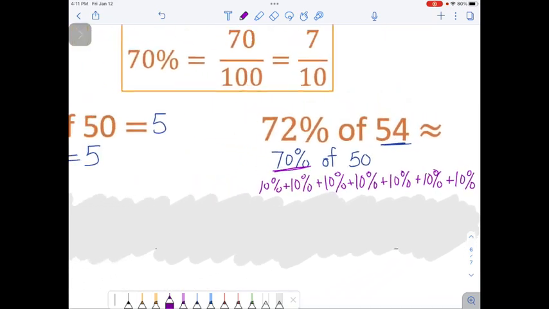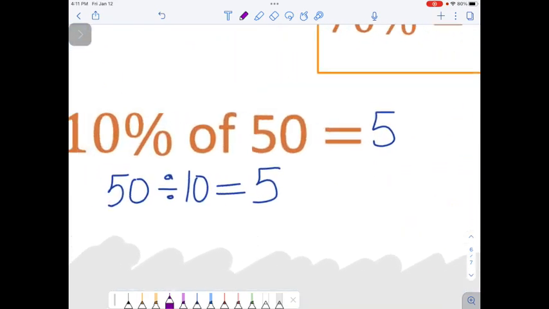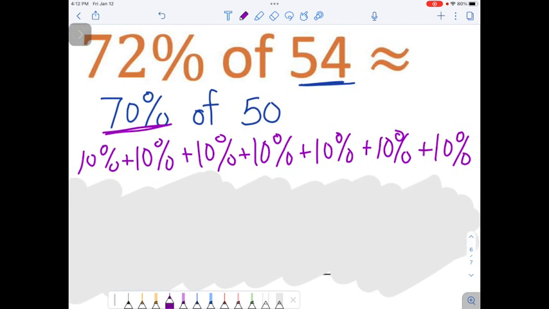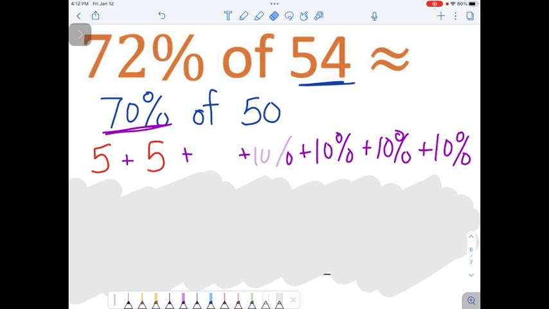And the work that we just did said 10% of 50 is 5. So I'm going to go back to these 10% and I'm going to replace them with the number 5. Right, so instead of this 10%, whoops, try that again. Instead of this 10%, let's write 5. And instead of the next 10%, we'll write 5. I think you get the idea. Every time you see 10%, we're going to replace it with 5s.